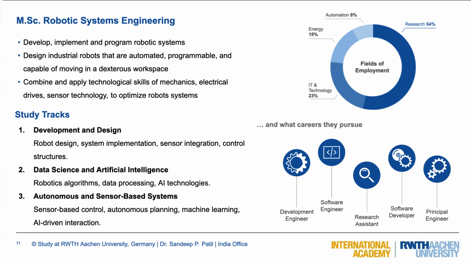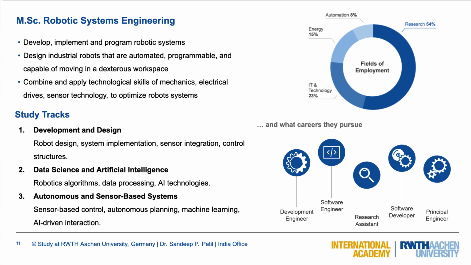the other two tracks. The third track is autonomous and sensor-based systems, where the focus is completely on the electrical and electronics part. For example, sensor-based control, autonomous planning, then machine learning and AI-driven interactions. These are the keywords covered in this third track.